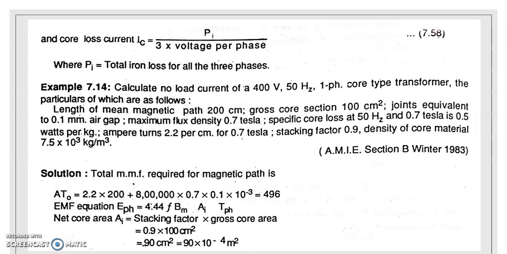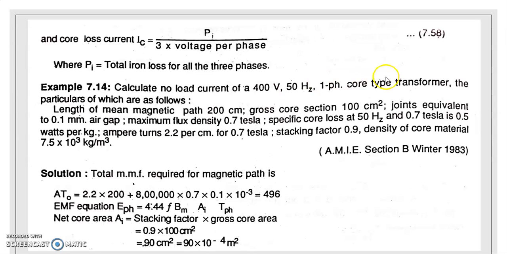The particulars of which are as follows: length of the mean path is 200 centimeter, and gross core section, that is gross core area AGI, is given. We require AI, that is the net iron area of the core. We can calculate AI with the help of the relation AI is equal to stacking factor into gross core section. The gross core section is given, that is 100 centimeter square. In this example, we have to assume the value of stacking factor. We can assume it as 0.9 normally.